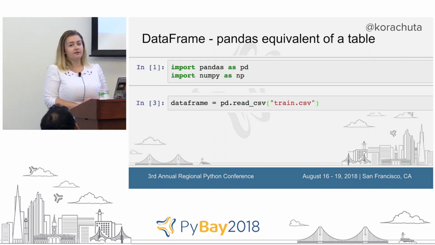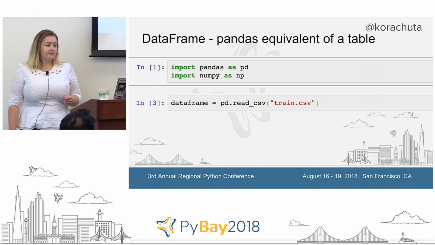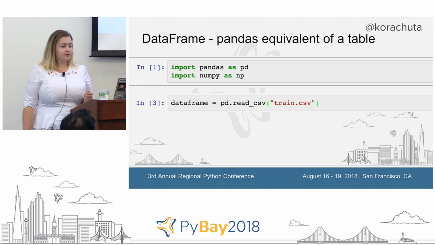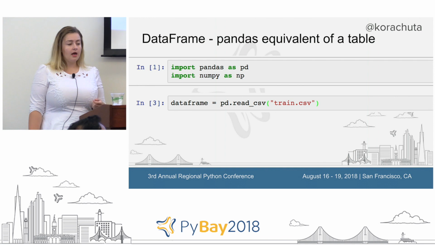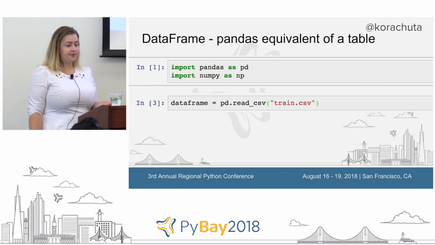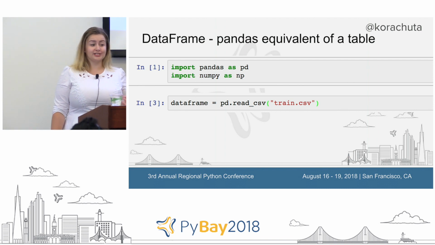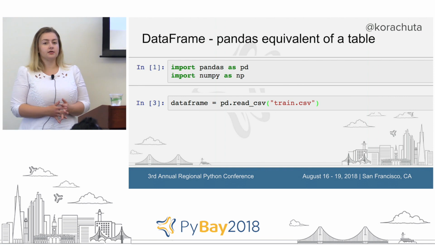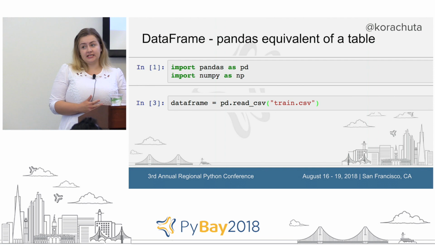So, starting off with a data frame. It's the Pandas equivalent of a table. Firstly, I'm going to import two modules. The first one is Pandas. I import it as PD, that's the convention. And the second one is NumPy as NP. NumPy is another popular data science module. I won't use it extensively here. I will mainly focus on Pandas, but there is one use case of NumPy that I want to show you. And finally, I'm importing a CSV file. It's train.csv, that's what the file is named.